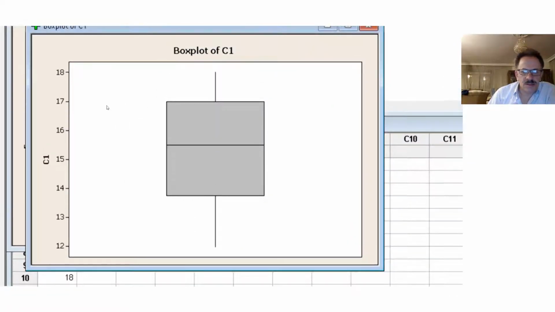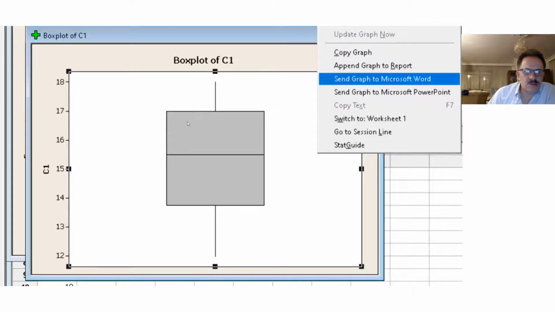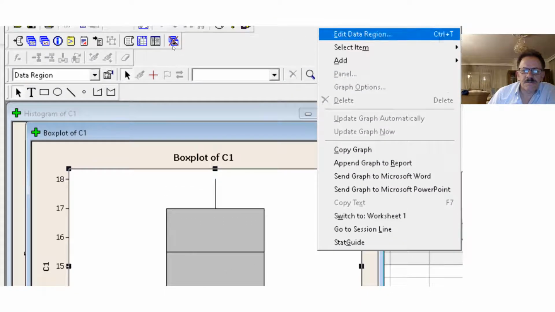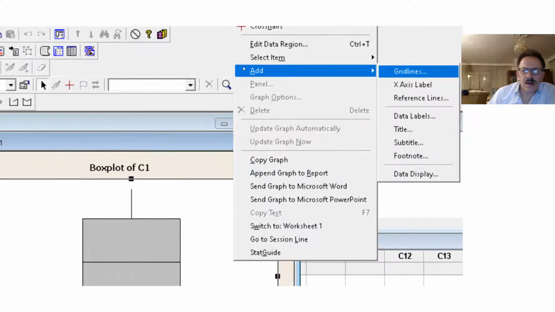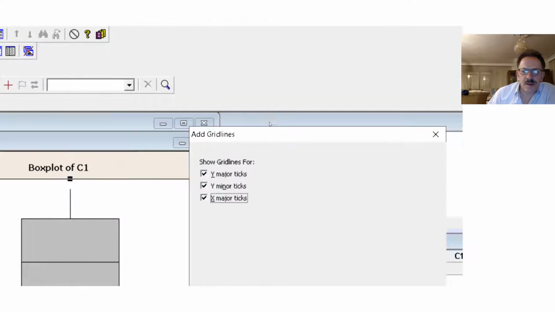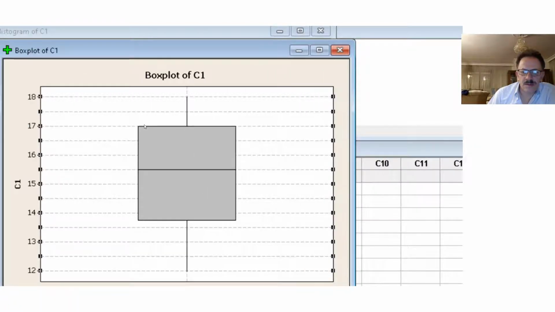So here's the data. Here's the toolbox box plot for C1, which is the data I have. As you know, here's the minimum, and here's the maximum, and here's the Q1 and median Q2, and you can just click on that one. I can say add, which means I want to see how I add the data, grid lines, X and Y, and this is all what I want to see.